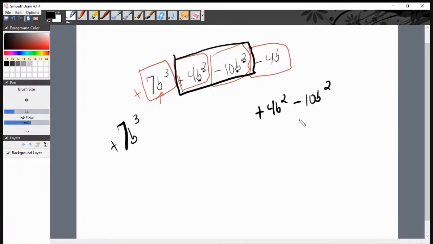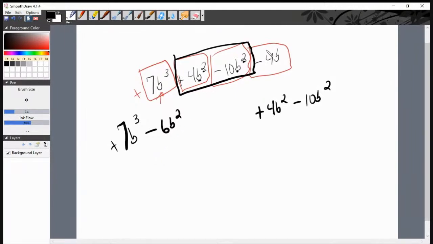Another way to say this is positive 4b to the second power minus 10b to the second power, which is going to give us negative 6b to the second power, right? 4 minus 10 is negative 6. So 7b to the third power minus 6b to the second power.